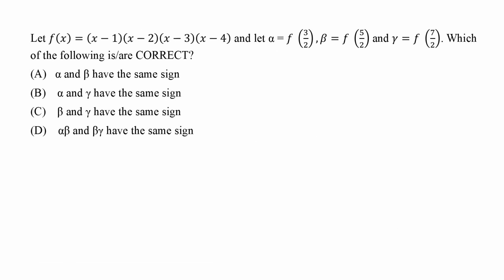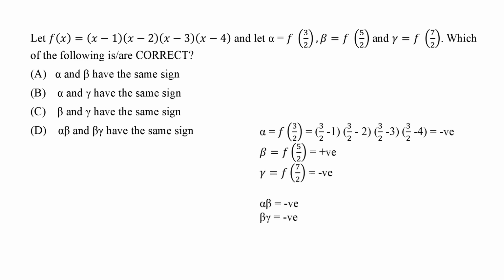The next question says, let f(x) be (x minus 1) into (x minus 2) into (x minus 3) into (x minus 4). And let alpha be f(3/2), beta be f(5/2), gamma be f(7/2), then which of the following are correct?